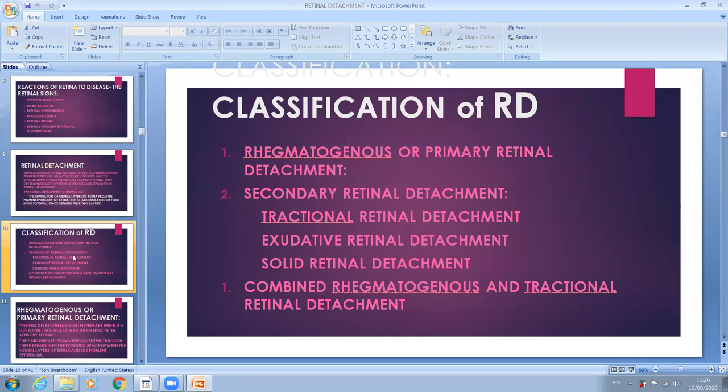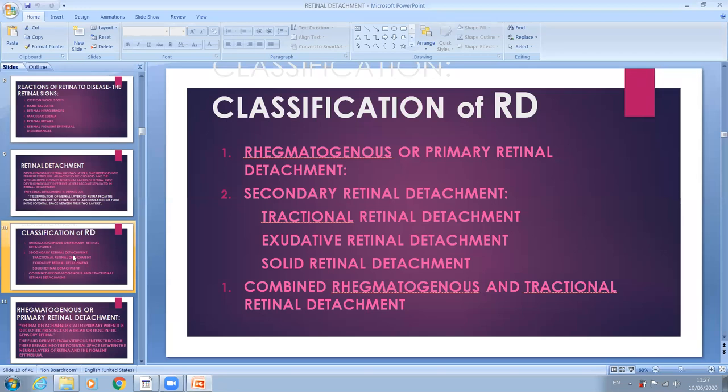Then there is an exudative retinal detachment, when there is an excessive amount of inflammation in cases of very severe chorioretinitis. In this case, the choroid is also involved, and this results in exudative retinal detachment. The solid retinal detachment is the one due to the presence of a tumor behind the retina, that means of the choroid.